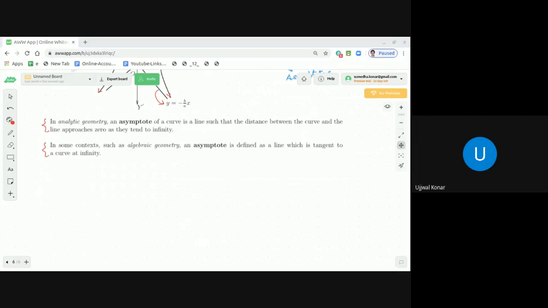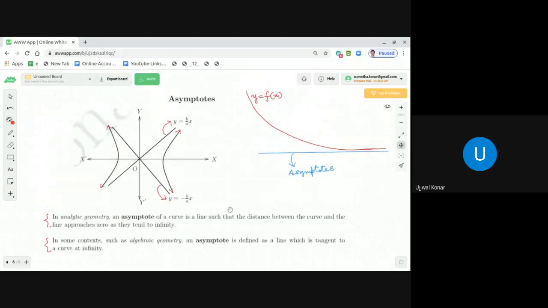Now, dear students, if you look into this diagram, what you observe is the hyperbola and two straight lines. So what we can say is that there exist two different asymptotes for the hyperbola x square by a square minus y square by b square equal to 1. This is the equation of the hyperbola.